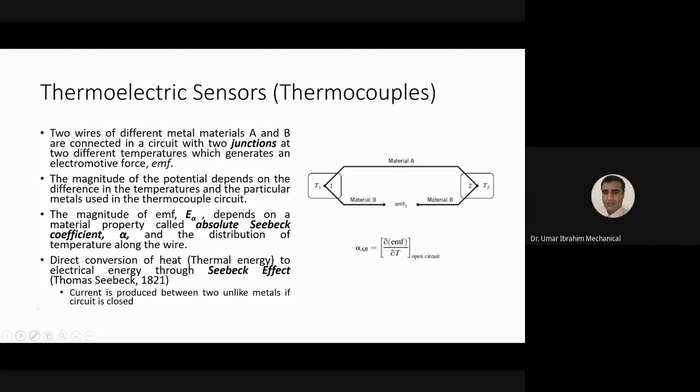So thermocouples work on a principle. Well, let me explain this slide first. Let me read this slide first, and then I can explain it in detail. Two wires of different materials, conductor materials A and B, are connected in a circuit with two junctions at two different temperatures, which generate an electromotive force, EMF.